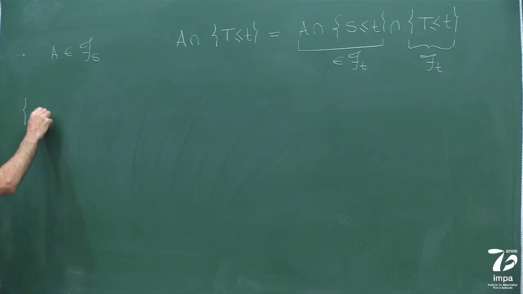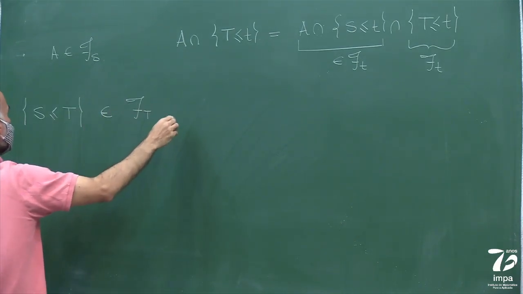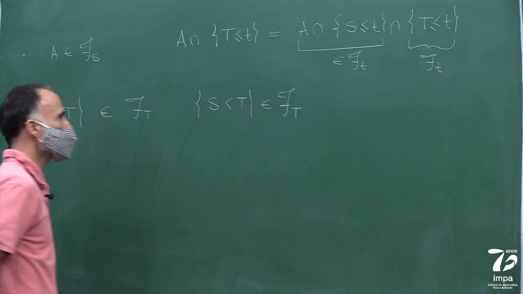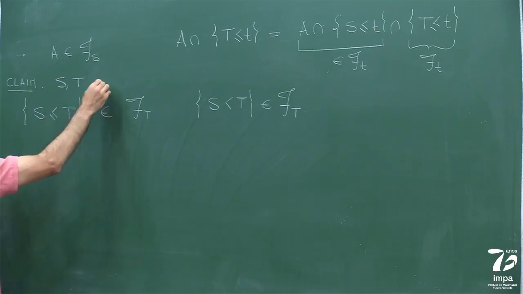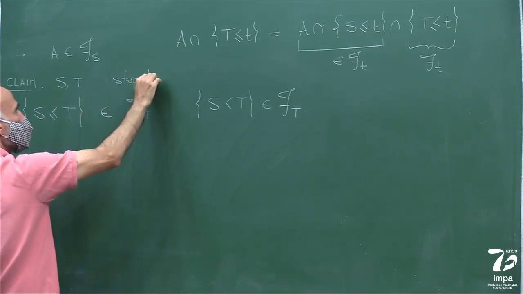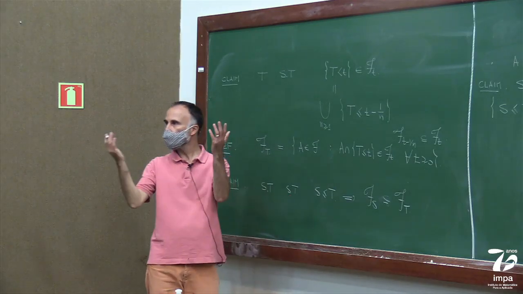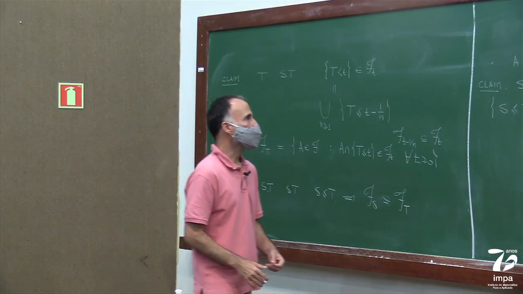Then let's prove that if I take S less or equal than T, then this set belongs to F_T, and also {S less than T} belongs to F_T. So I take two stopping times, and I want to show that these two sets belong to F_T. So my second claim, just to make it clear: S and T are stopping times. I'm not assuming anymore that S is less or equal than T. I'm just taking two stopping times, and what I want to prove is that these two sets belong to F_T. Okay, so let's prove the first one.